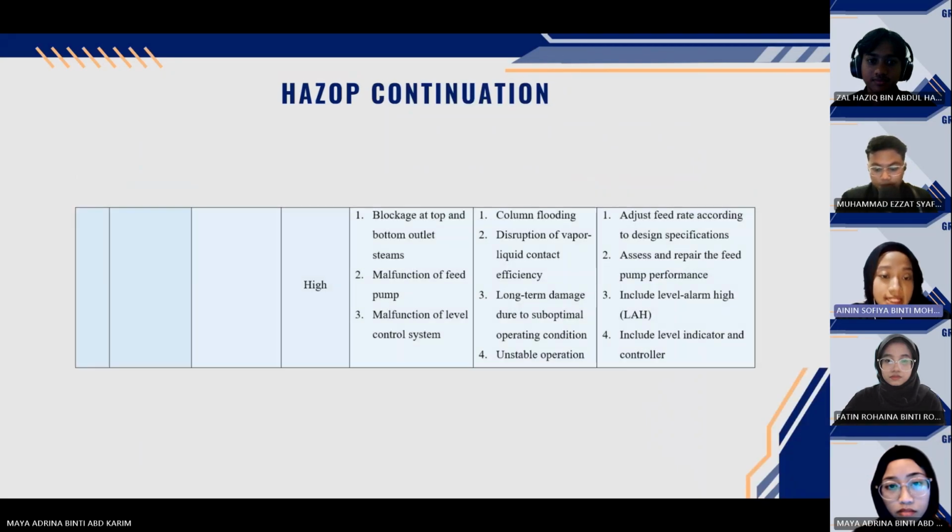When the level is high, this is probably due to blockages at the top and bottom outlet streams. So this will contribute to column flooding. And similar to the low level, for the high level we must include a level alarm high, LAH, and also include a level indicator controller. So that is how we as a team conduct the HAZOP analysis. Thank you.